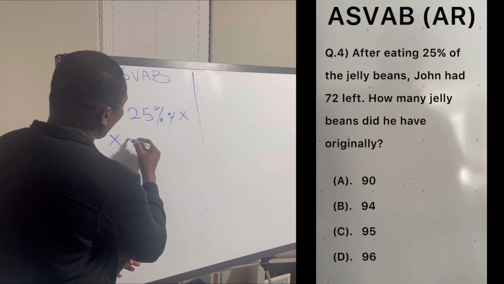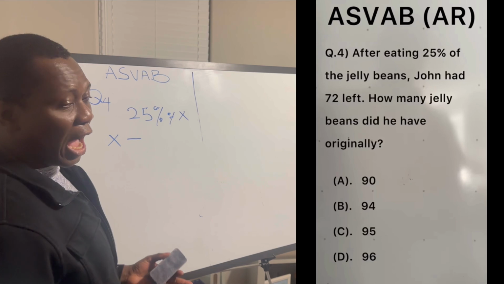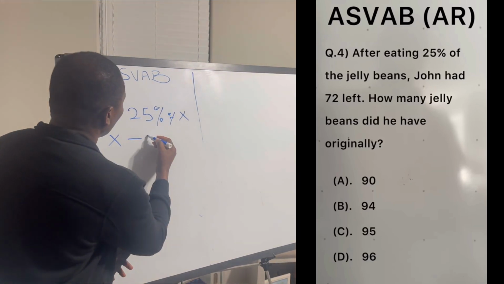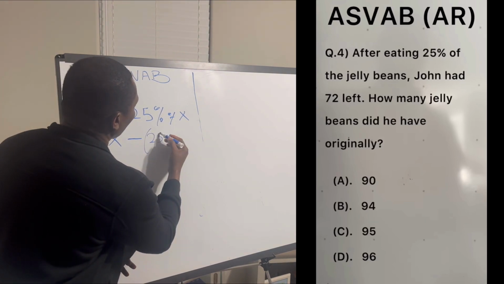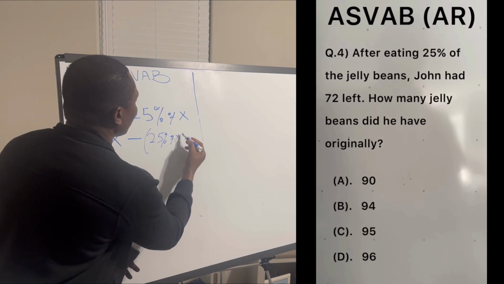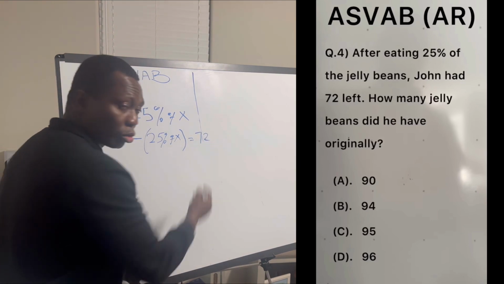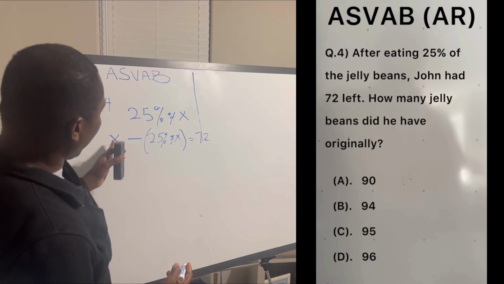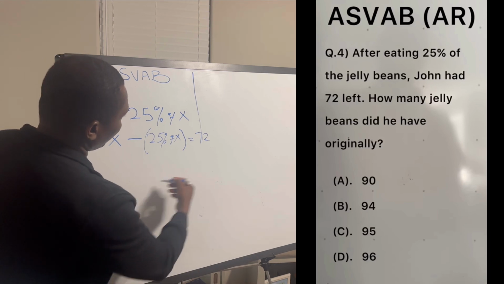So after eating 25%, that means the X is reduced by 25% of X, and we're left with what? 72. Thank you. So now what we're looking for is the X. In order to get the X, this is how we solve the problem.